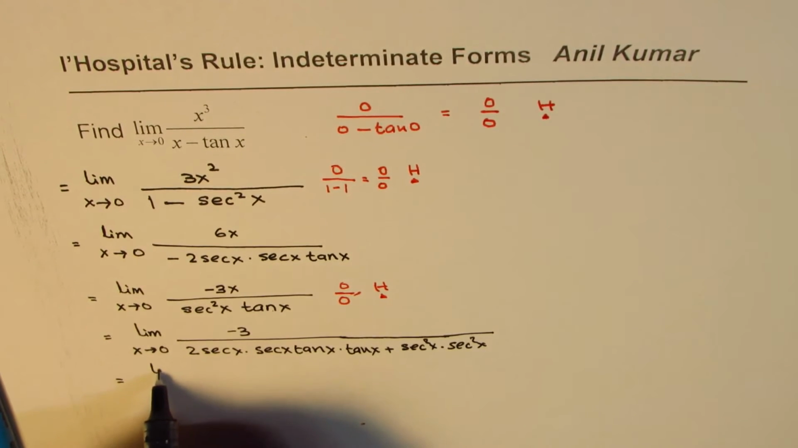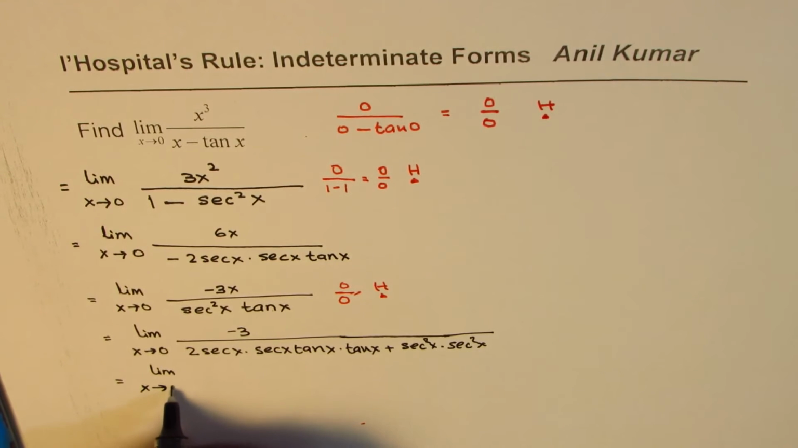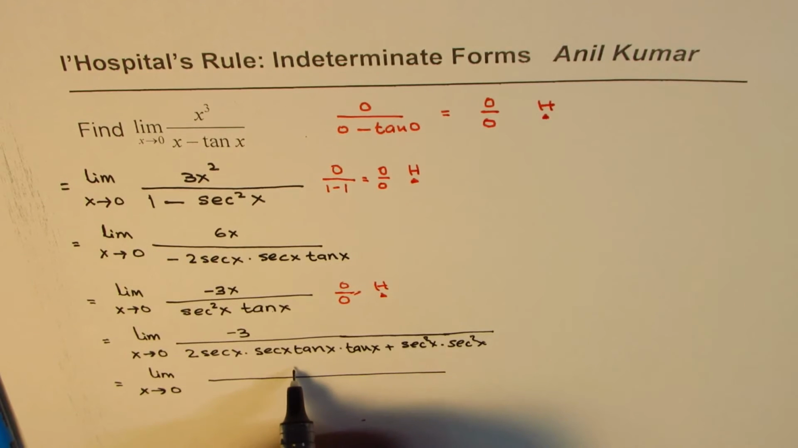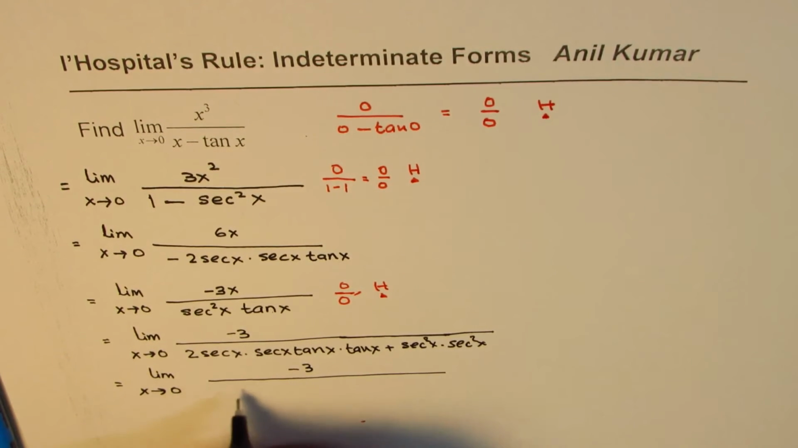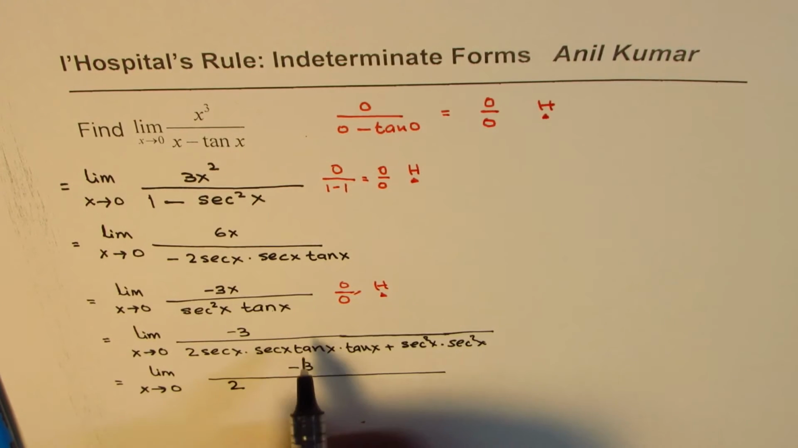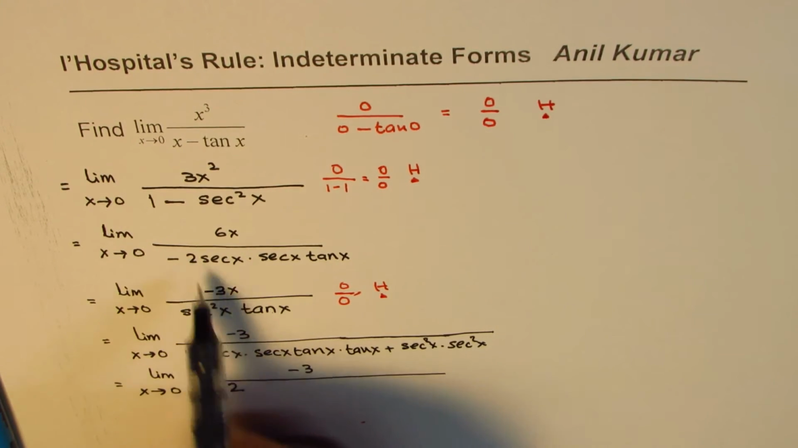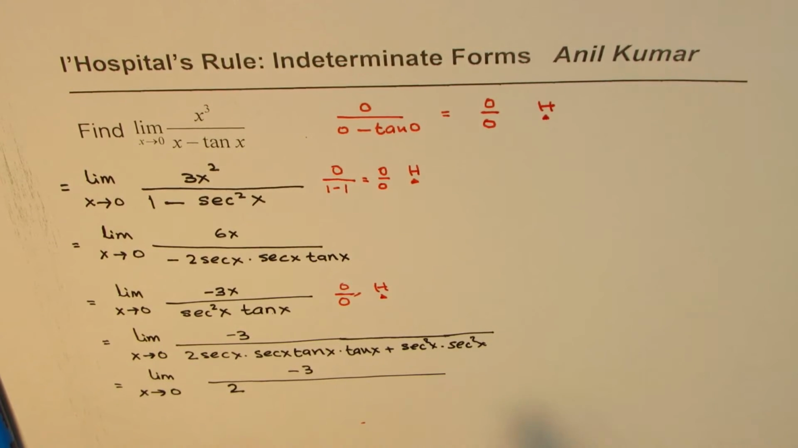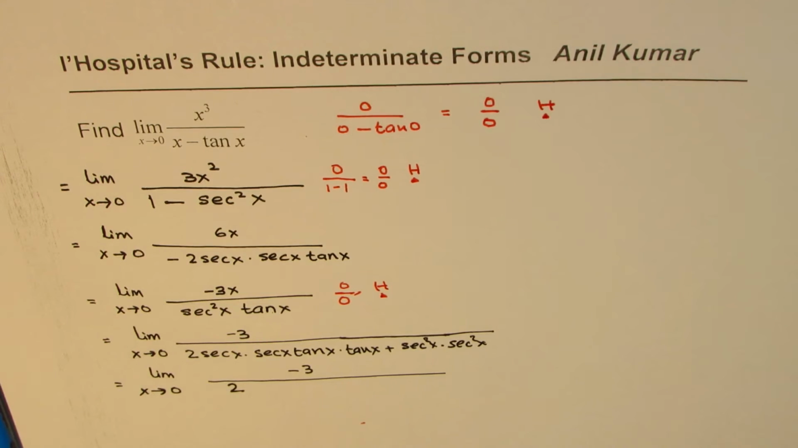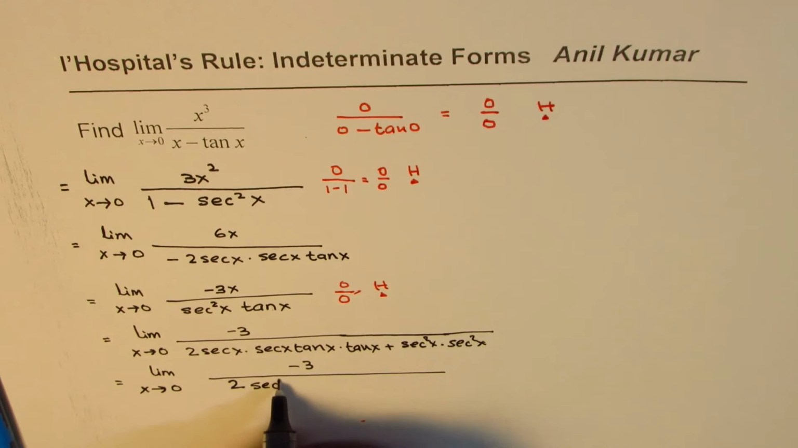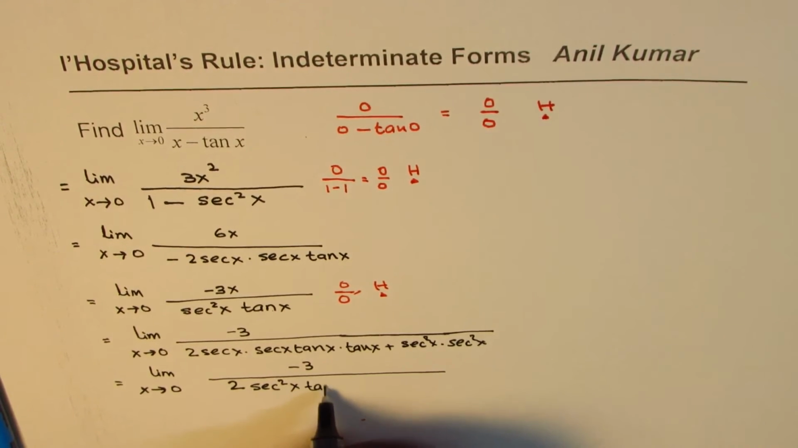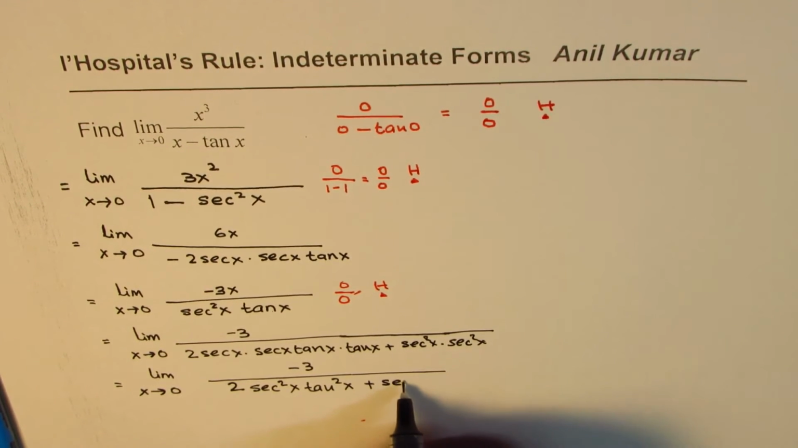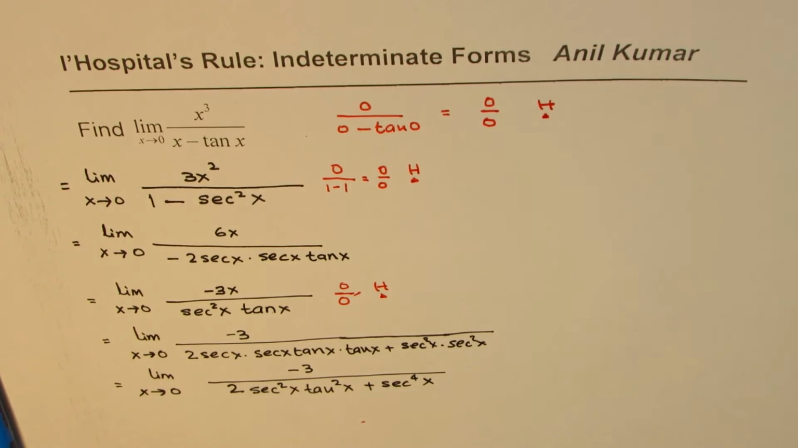Okay, that's complicated, right? So anyway, let's rewrite this as secant square x tan square x, which will help us a bit. So we have minus 3 over... Actually, I should have taken this 2 outside because 2 should be multiplied with both, right? So it is 2 secant square x tan square x plus secant to the power of 4 x.